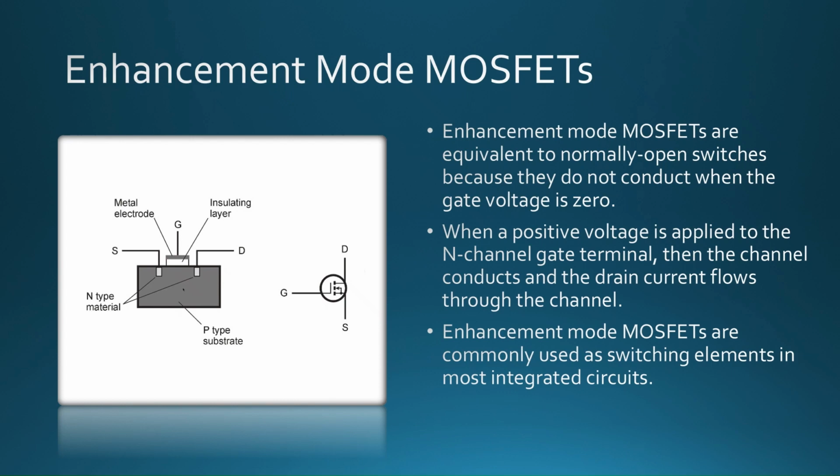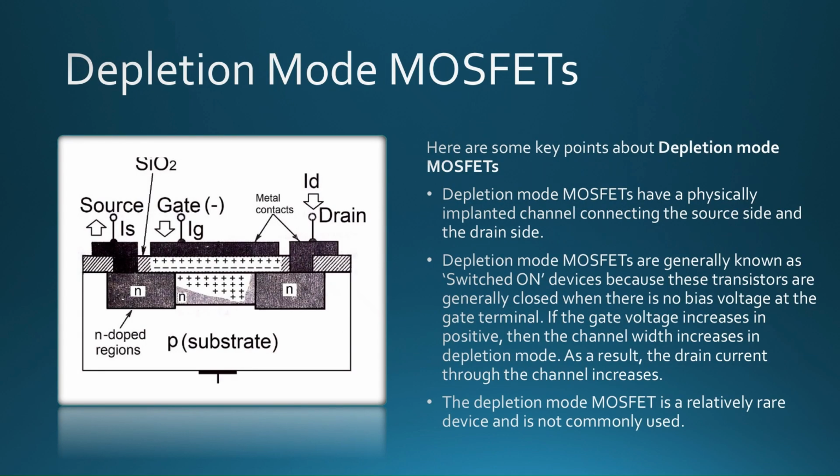While depletion mode MOSFETs have a physically implanted channel connecting the source side and the drain side. Depletion mode MOSFETs are generally known as switched-on devices because these transistors are generally closed when there is no bias voltage at the gate terminal. If the gate voltage increases in positive, then the channel width increases in depletion mode. As a result, the drain current through the channel increases. The depletion mode MOSFET is a relatively rare device and is not commonly used.